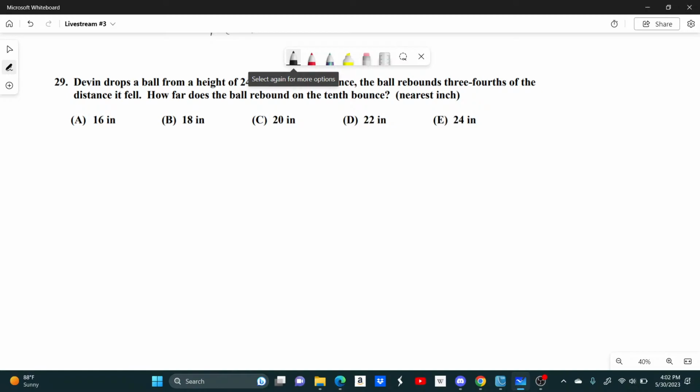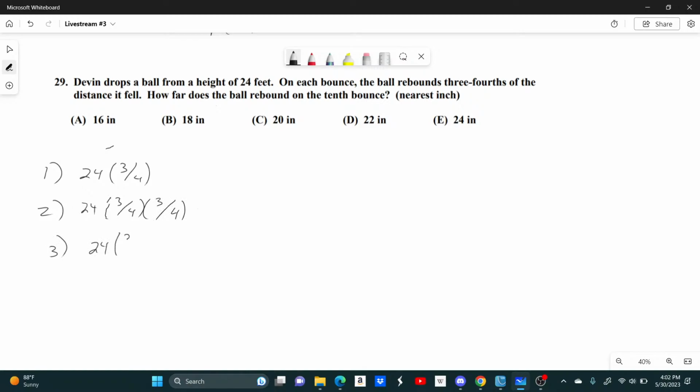So after one bounce, it'll rebound 24 times 3/4. After the second bounce, it'll rebound 24 times 3/4, and then times 3/4 again, right? Because it follows the distance that it rebounds, and then it has to multiply by 3/4 again. So after the third bounce, it'll be 24 times 3/4 to the third, and hopefully you can see where this is going. So after the 10th bounce, it'll just be 24 times 3/4 to the 10th power.